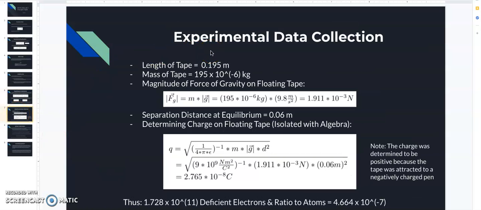Here is some experimental data that we found. The length of the tape was 0.195 meters. The mass of the tape was 195 times 10 to the negative 6 kilograms. The magnitude of the force of gravity we calculated to be 1.911 times 10 to the negative 3 newtons. The separation distance at equilibrium was 0.06 meters. With some algebra, we can isolate the charge on the floating tape, shown here, and it was calculated to be 2.765 times 10 to the negative 8 coulombs. A quick note here: the charge was determined to be positive because the tape was attracted to a negatively charged pen. Thus, we are also able to calculate the number of deficient electrons and the ratio to the number of atoms.